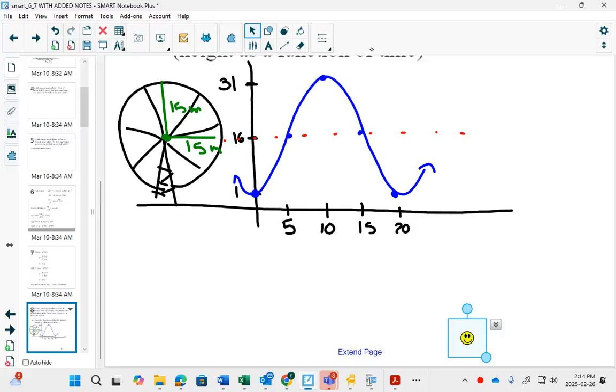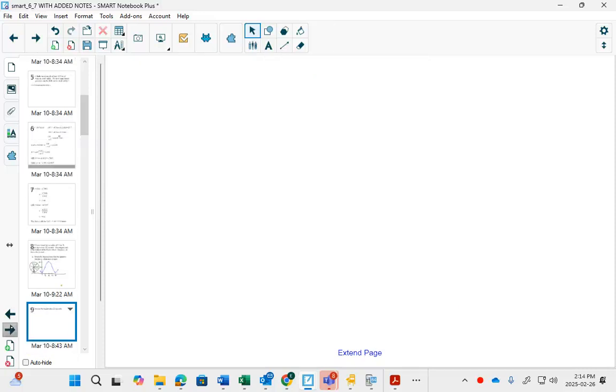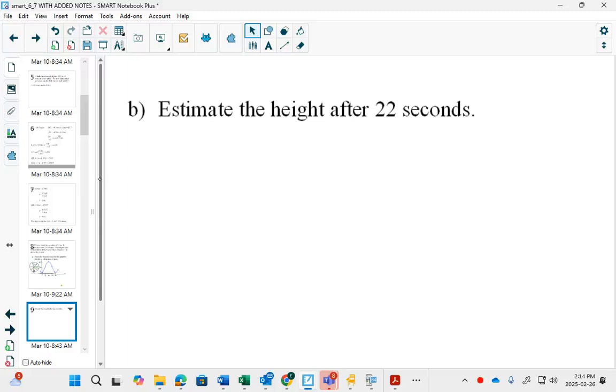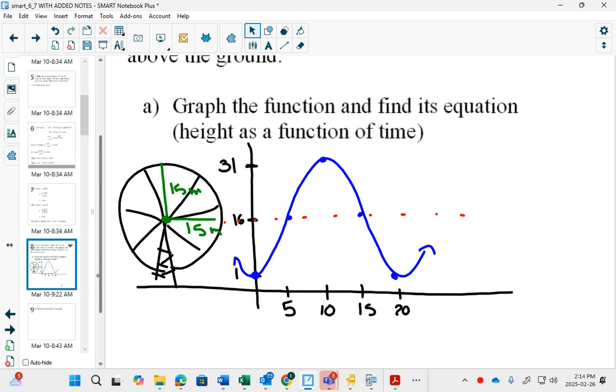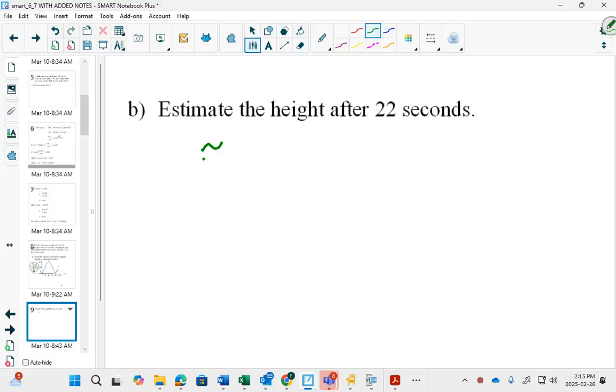Okay. Now part B says, estimate the height after 22 seconds. Just says estimate. So as long as your answer is somewhat reasonable, you're going to be fine. 22 seconds. There'd be 25, if you agree that 25 would be back there again. 22 seconds. Probably there. Okay? If you said any reasonable number, you went straight across from that, you want to go 6 meters, 5 meters, any reasonable answer would be fine, because we're estimating.